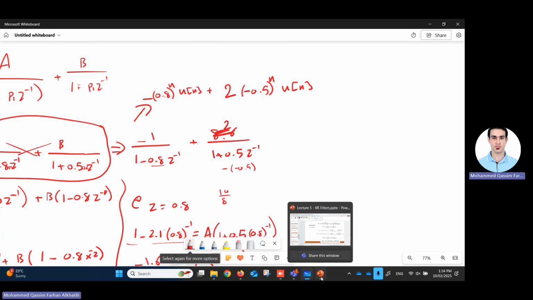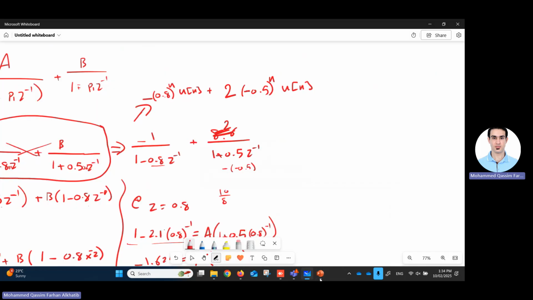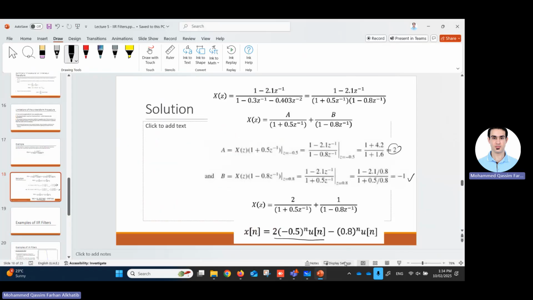So here is the answer. There you go. 2 by negative 0.5 to the power n u of n and negative minus 0.8 u of n. تمام?